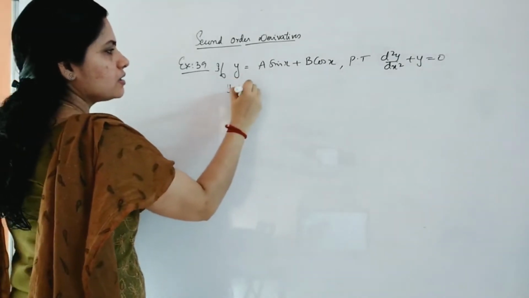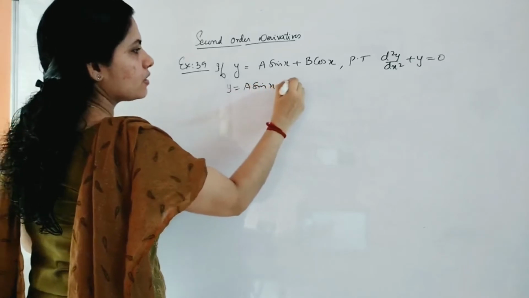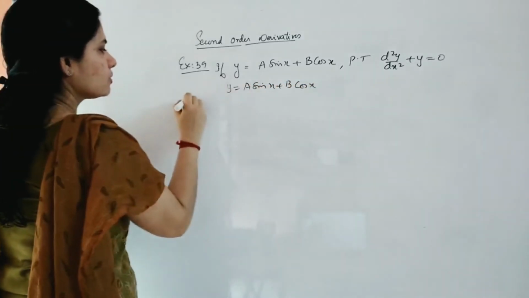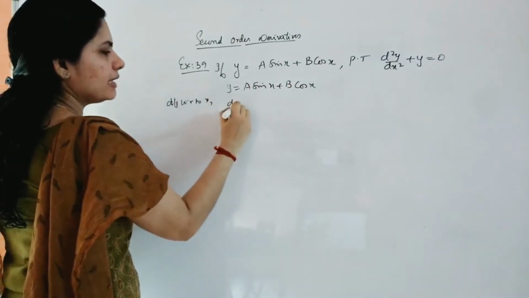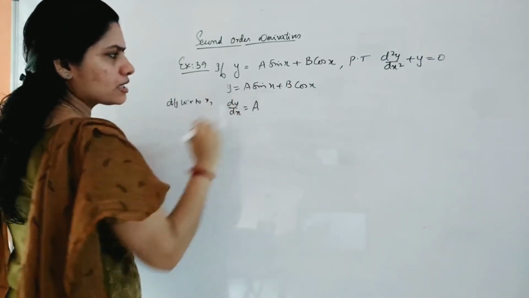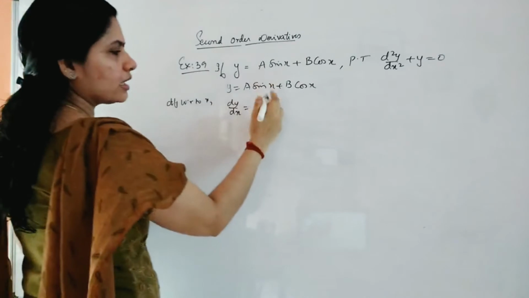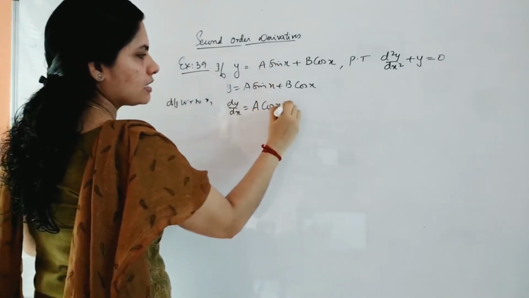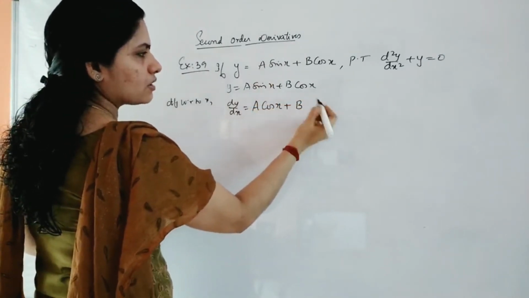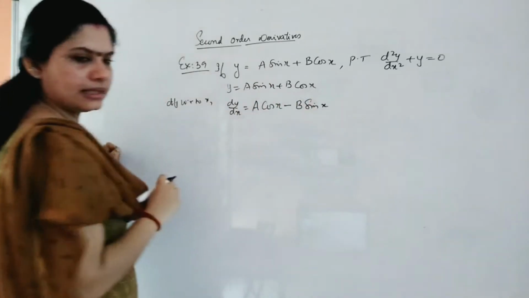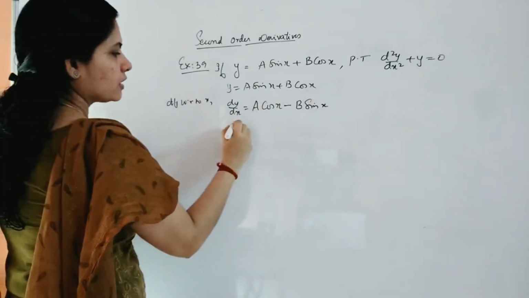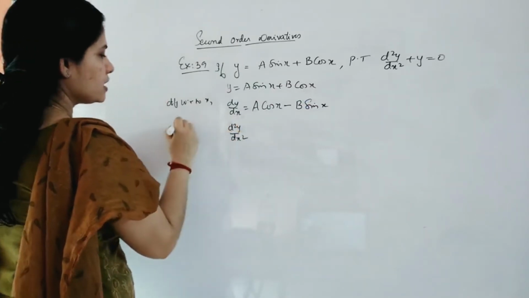Differentiating y is equal to a sin x plus b cos x with respect to x, you will get dy by dx equal to, a is a constant, b is also constant. So a into derivative of sin x is cos x, plus b is constant, derivative of cos x is minus sin x, so you will get minus b sin x. Now you are just taking the second derivative, differentiating again with respect to x.